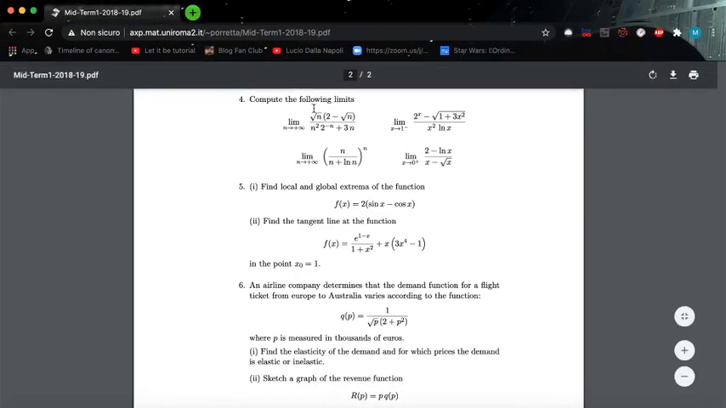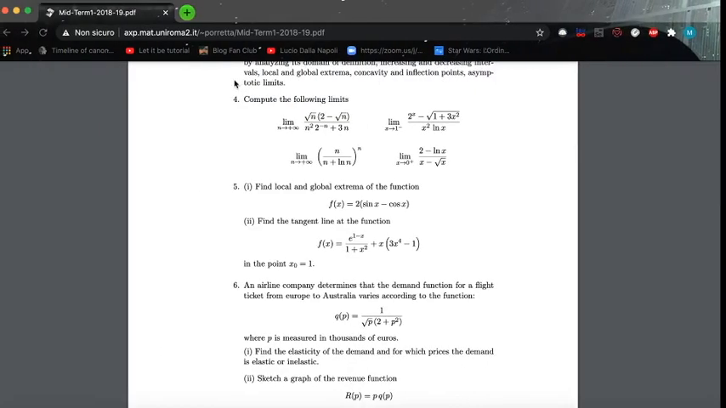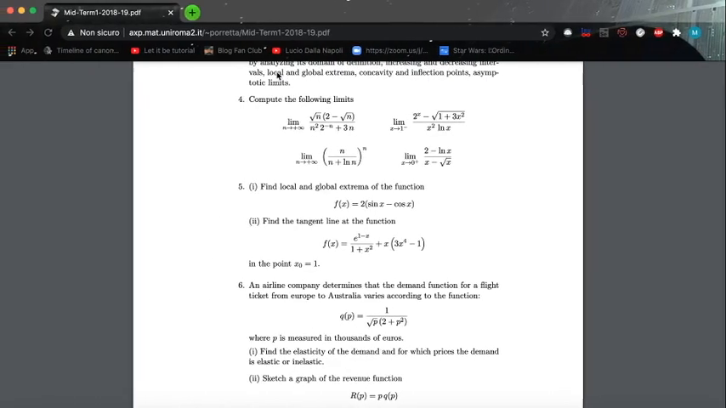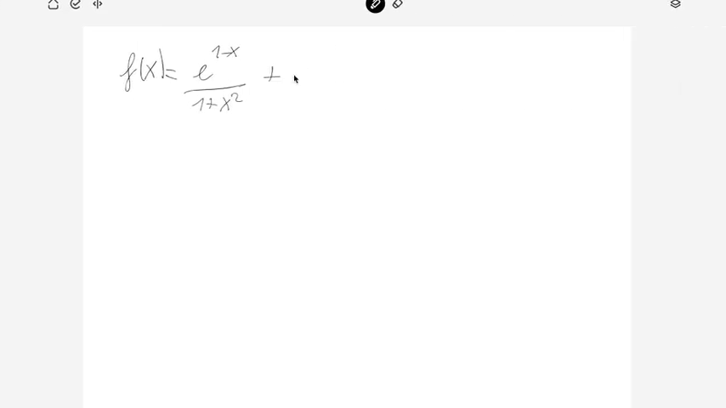Okay, we continue with the second part. Find the tangent line of this function at the point x0 equal to 1. So the function is e to 1 minus x over 1 plus x squared plus 3x to the 4 minus 1. So the tangent line at this point.